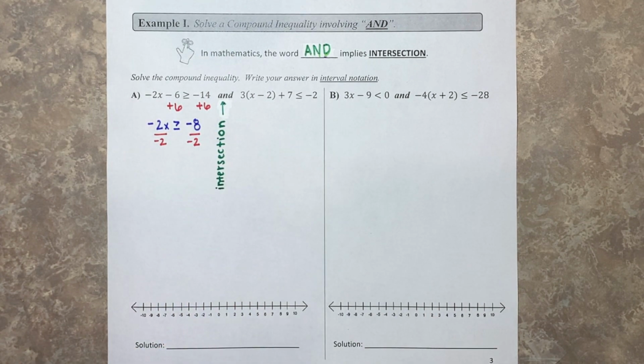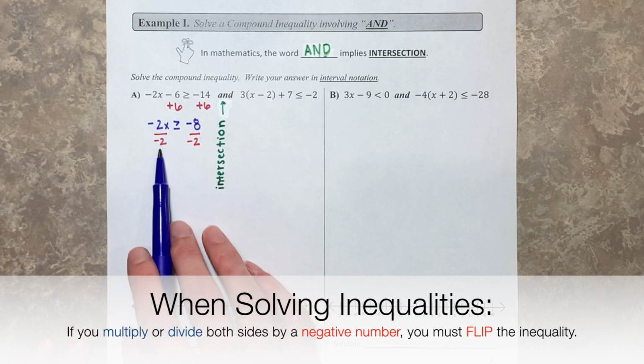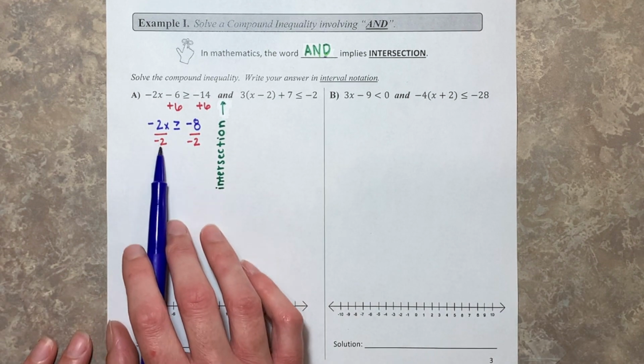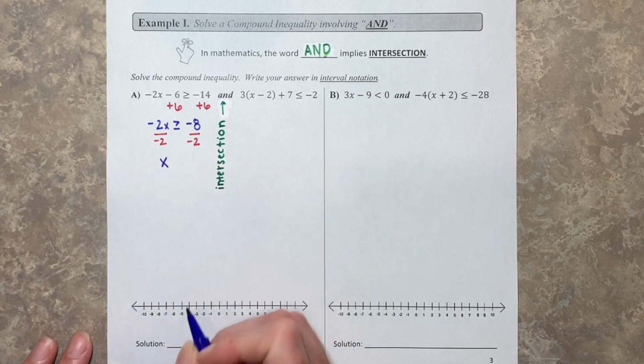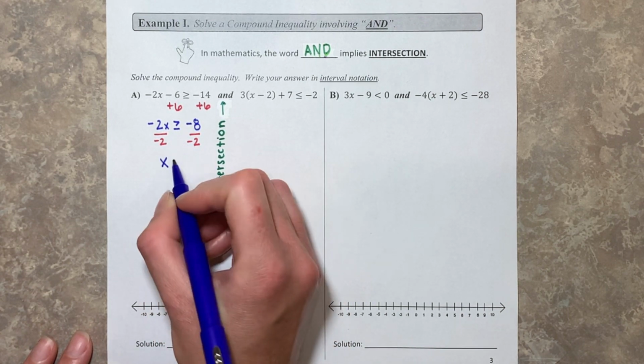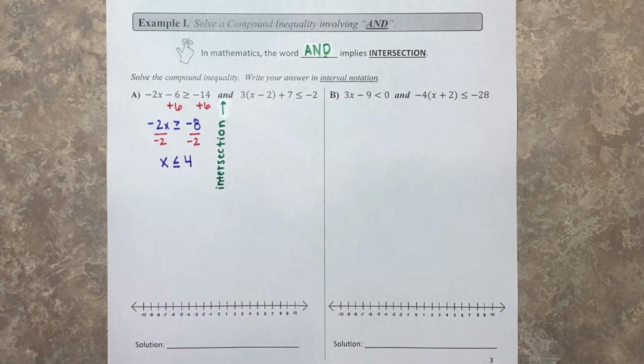Now, be very careful when you're solving inequalities. If at any point you multiply or divide both sides by a negative number, you have to flip the inequality. So these negative 2's cancel, leaving us with x. We'll flip this inequality since we divided both sides by a negative number. And then negative 8 divided by negative 2 will give us a positive 4.